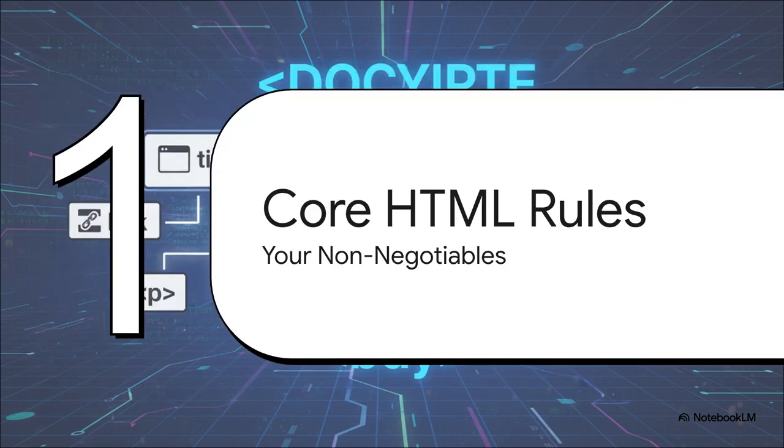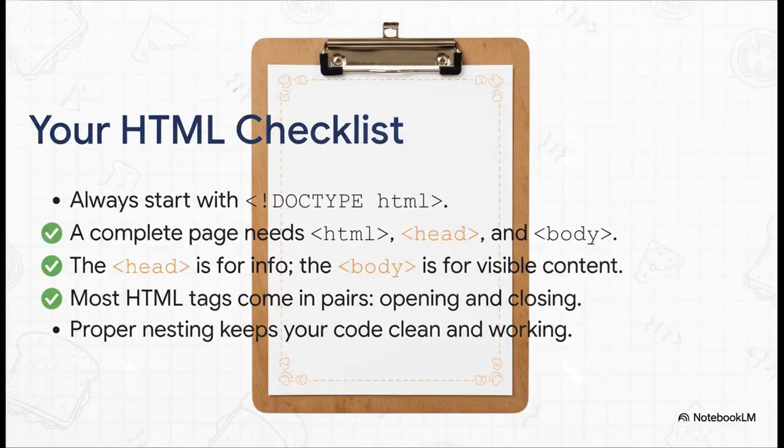So, to make sure your code always works and doesn't fall apart, there are a few rules that are totally non-negotiable. Let's just run through them real quick. Here it is, your essential cheat sheet. Number 1, always start with that doctype HTML. Then build out that core structure, the HTML, the head, and the body. Remember that most tags come in pairs, an opening one and a closing one. And finally, nest them correctly. Get these fundamentals right, and you'll have a rock-solid foundation for any web page, every single time.